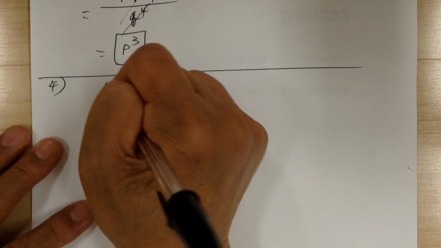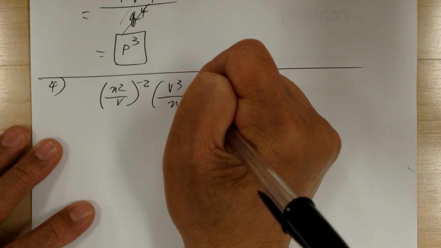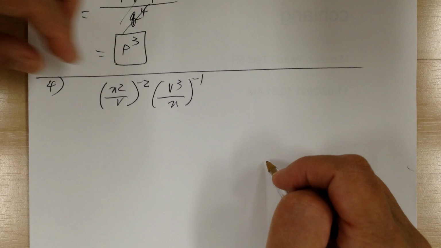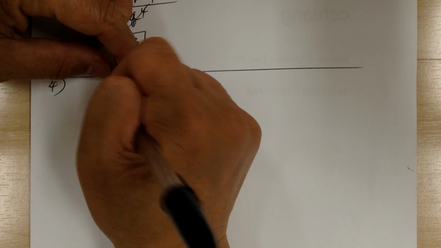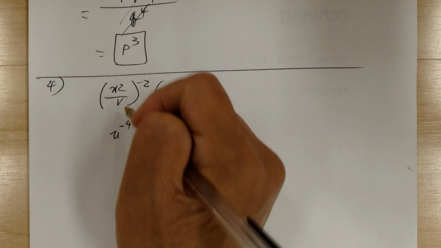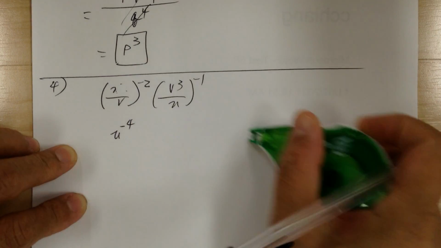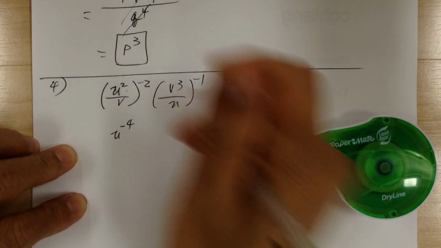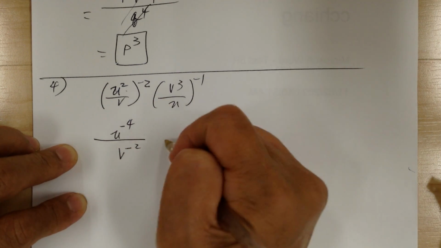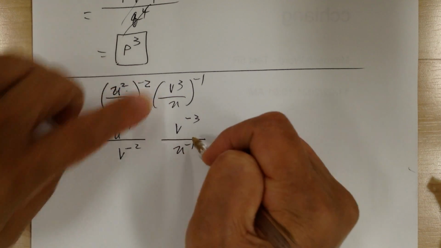Okay, so you got u squared over v to the -2 power, you got v^3 over u to the -1 power. Okay, so first let's go ahead and apply the power rule. So you're going to get u to the -4. Now let's go and write it better. There you go. Over v to the -2, and this will be v to the -3, u to the -1.